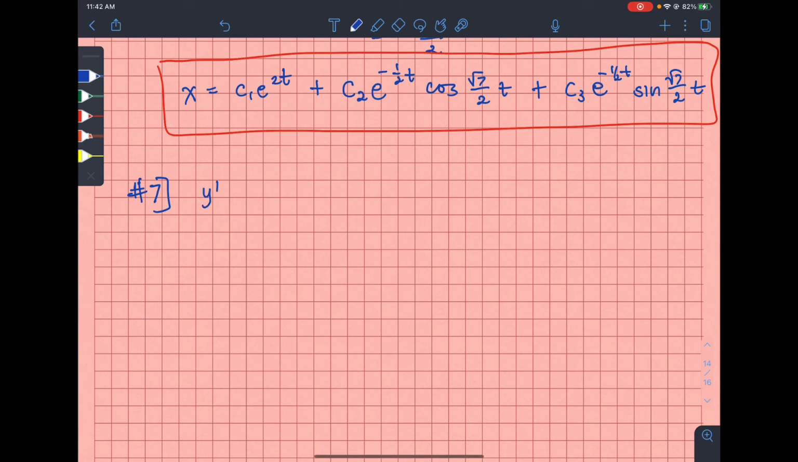So y fourth prime, minus 2y double prime plus y is equals to 0. So this would be m to the fourth minus 2m squared and then plus 1 is equals to 0. M to the fourth minus 2m squared plus 1 is equals to 0. So I guess this one is factorable.